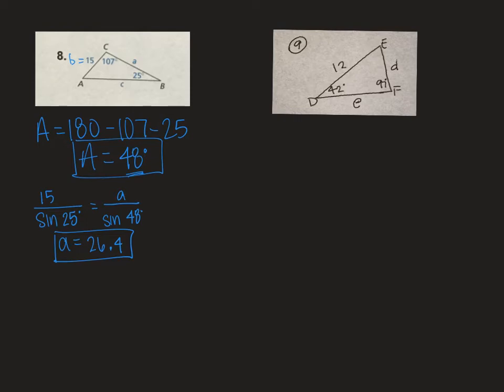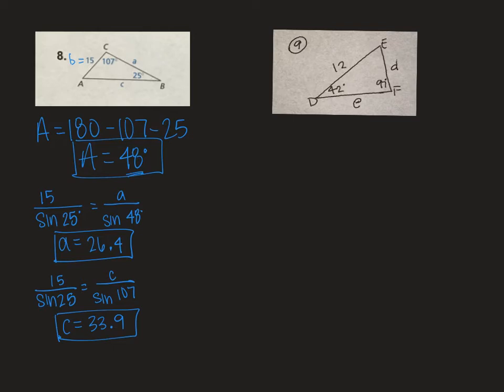And I'm just going to do the same thing for side C. So I'm going to use side B and angle B again. So 15 over the sine of 25 is going to be equal to side C over the sine of 107. So 15 divided by the sine of 25, again, is 35.493 and so on. And then I'm going to multiply that by the sine of 107. And to the nearest tenth, that's going to give me about 33.9 for side C.